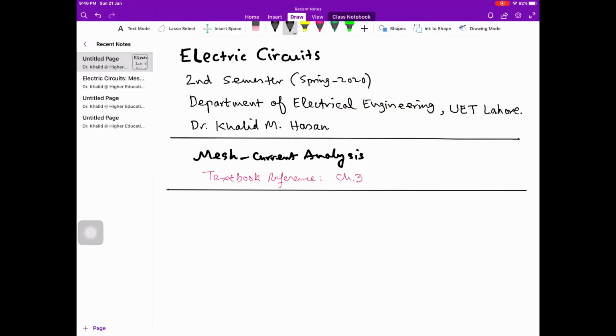Right, this is the Electric Circuits course for second semester students in the Department of Electrical Engineering, UIT Lahore, and I am Dr. Khalid Emerson. Our previous lecture was on the node voltage method, and this lecture is on mesh current analysis. The textbook reference is chapter 3, and I hope all students are aware of the textbook.